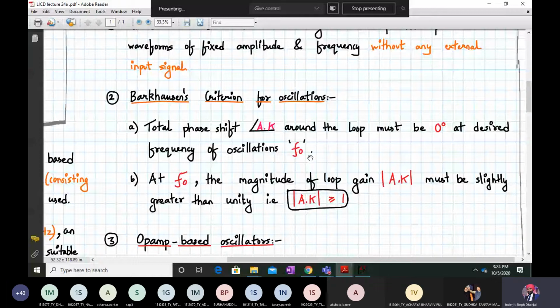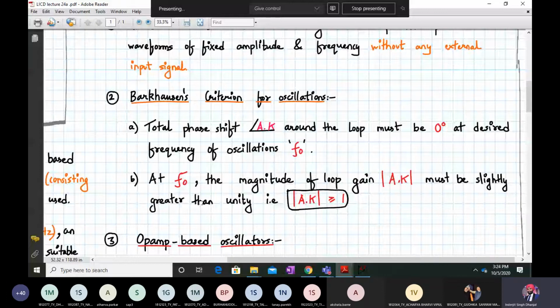Now F naught is my frequency of oscillations. Also at F naught, the magnitude of the loop gain must be slightly greater than unity. We have studied it as equal to 1, but it should be slightly greater than unity. Even if we keep it around 1.01, that will suffice. We'll look into why we don't keep it exactly at 1 and why we keep it slightly greater than or equal to 1.